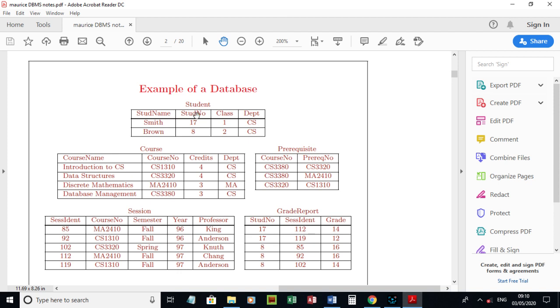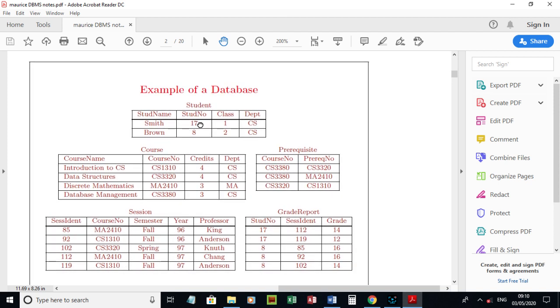Student number. How many characters are there? Maximum two characters. It can be an integer and also text, depending on whatever we say. A normal integer, but on text you are restricting it to a maximum of two. Seventeen needs two, and eight is only one, which is below 17.